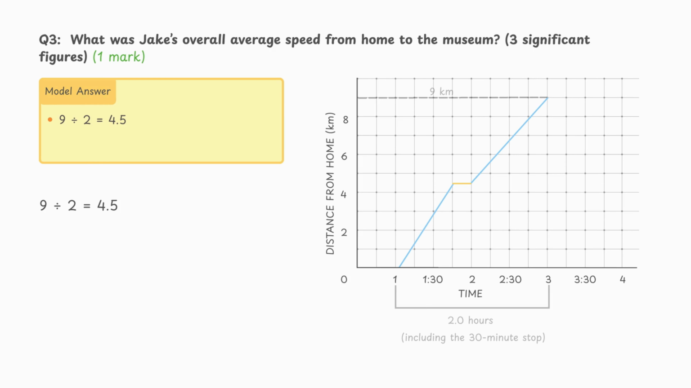That gives us 4.5. Now the question asks for the answer correct to 3 significant figures. At the moment, we only have 2 significant figures in 4.5. So we write the answer as 4.50 kilometers per hour. The 0 is important because it shows the answer is written to 3 significant figures. Now let's move on to question 4.